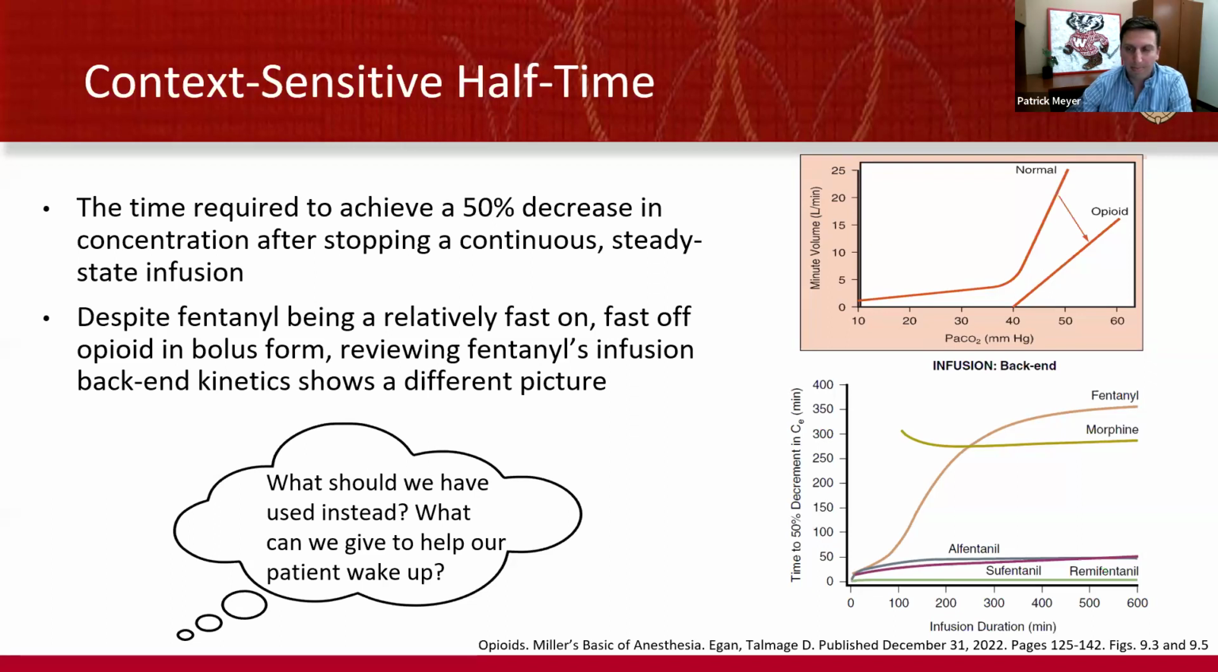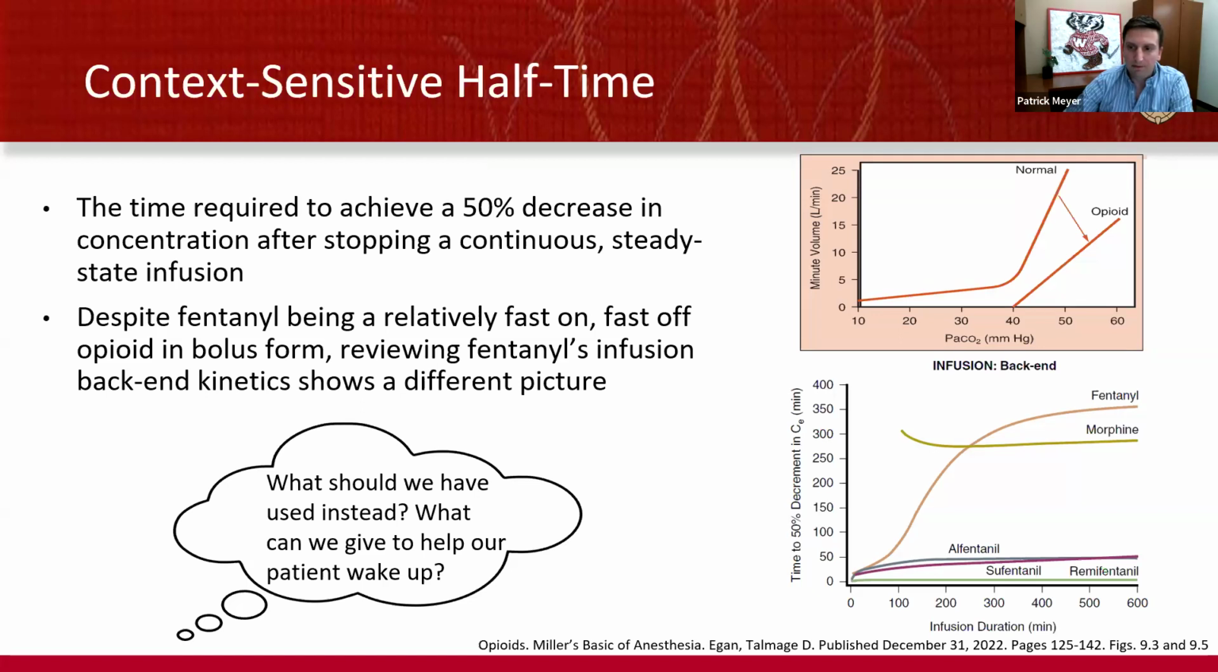steady state infusion. So despite fentanyl in bolus form being relatively fast on and relatively fast off, it's actually incredibly slow coming off after a constant concentration steady state infusion is turned off. You can see in the graph on the right here, fentanyl builds up relatively quickly. Within a couple hours, the time to decrease to 50% also rises to several hours or more in length. So in this case, running a fentanyl infusion for a few hours while they took out this lady's parathyroid glands was not a great choice.